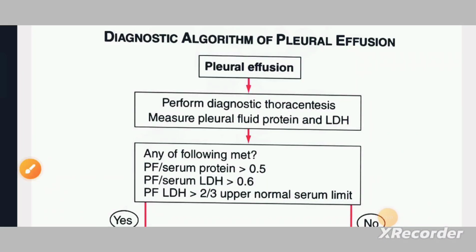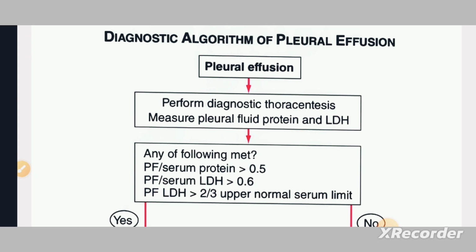Hello guys, in this video we'll discuss the diagnostic algorithm of pleural effusion. This is taken from Harrison's Principles of Internal Medicine. In the last video we discussed pleural effusion, so in this video we'll discuss this diagnostic algorithm.